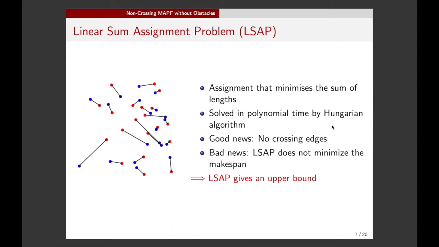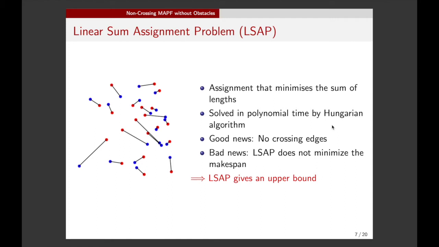To find the solution, we begin by studying a well-known problem, the linear sum assignment problem. We can also call it LSAP. So what is LSAP? Based on a bipartite graph, it aims at minimizing the sum of the costs of the selected edges in a matching. And it can be solved in polynomial time by the Hungarian algorithm. The good news is that the solution of LSAP cannot have crossing edges if the cost is defined by Euclidean distance.